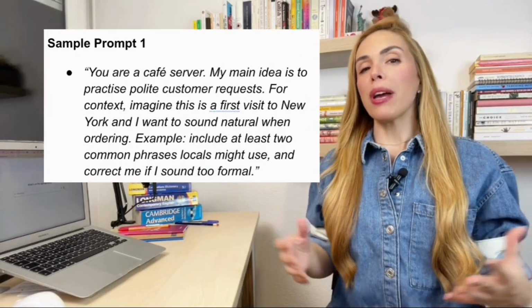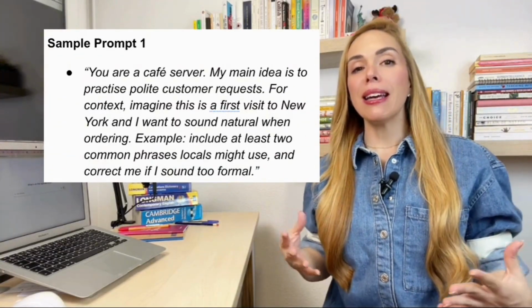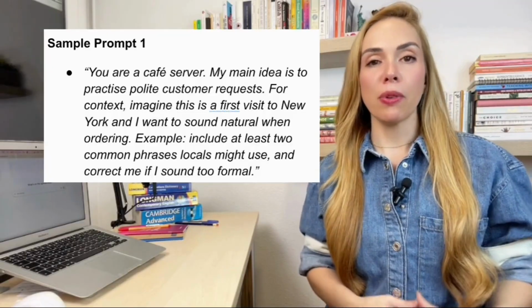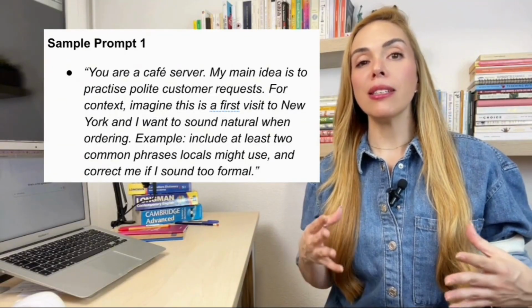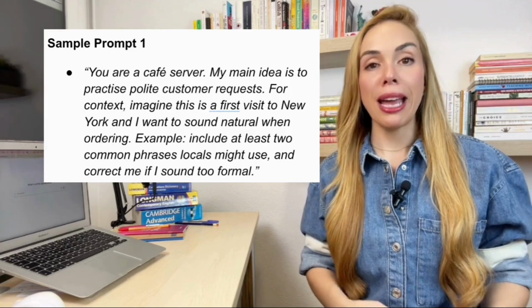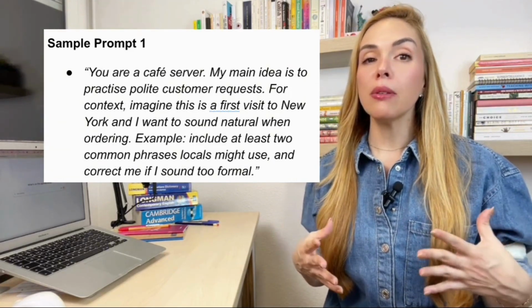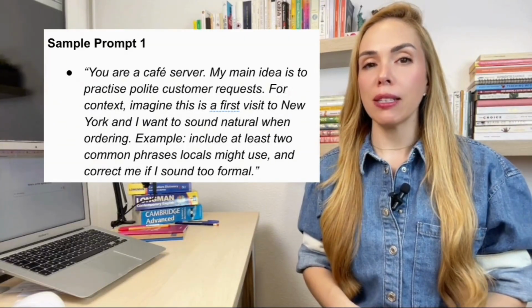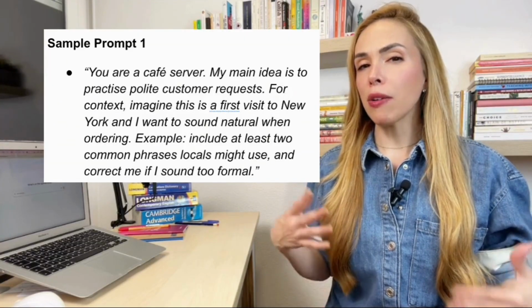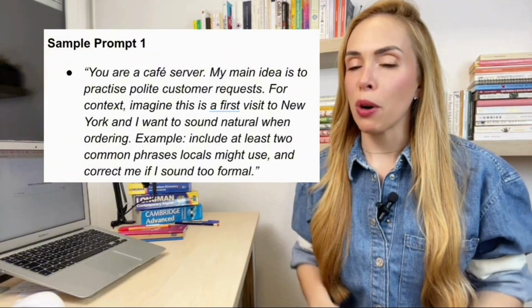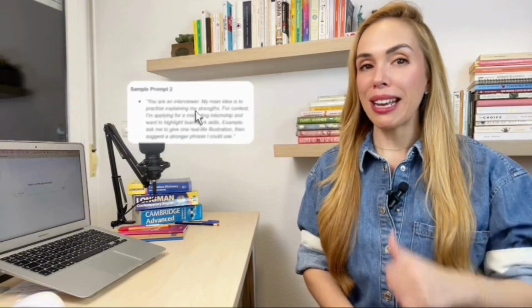Let's read them together. Here goes the first one. You're a waiter at a cafe. My main idea is to practice polite customer requests. For context, imagine this is a first visit to New York and I want to sound natural when ordering. Example, include at least three common phrases locals might use and correct me at the end if I sound too formal.